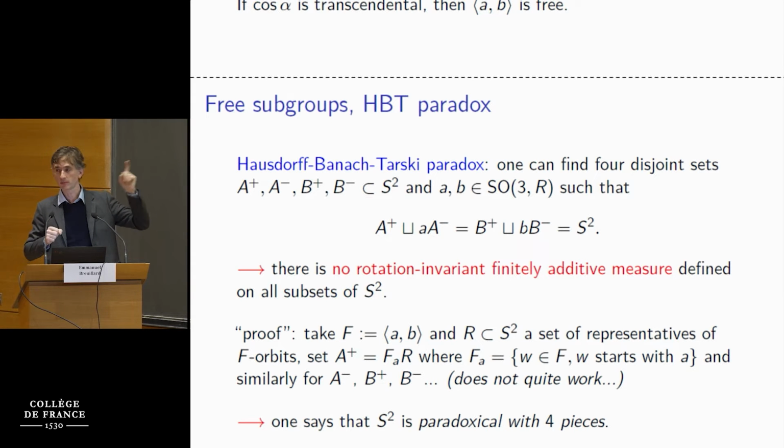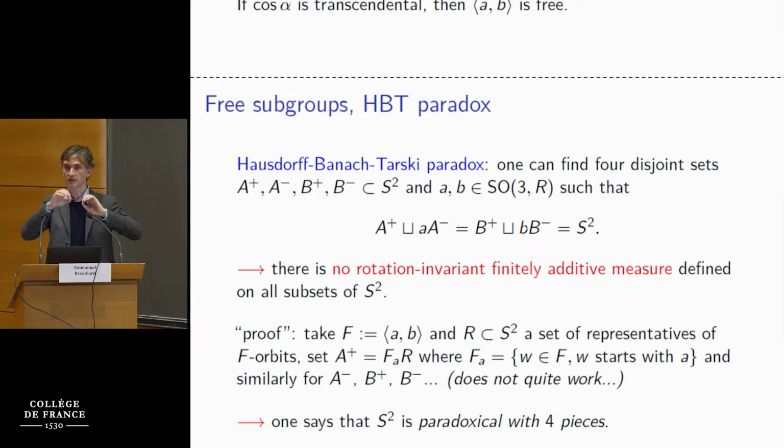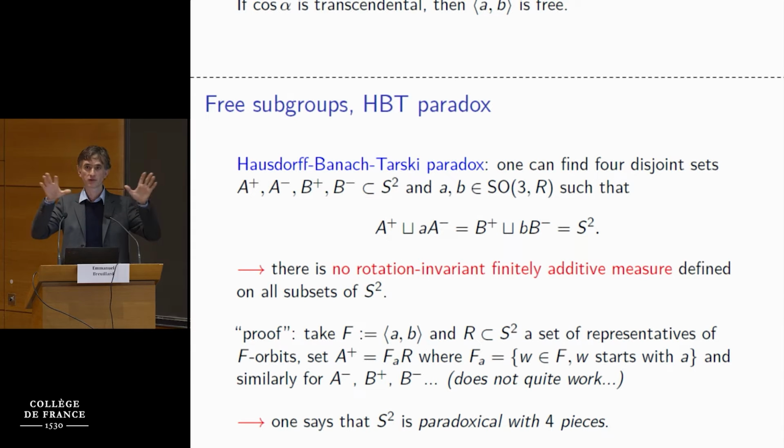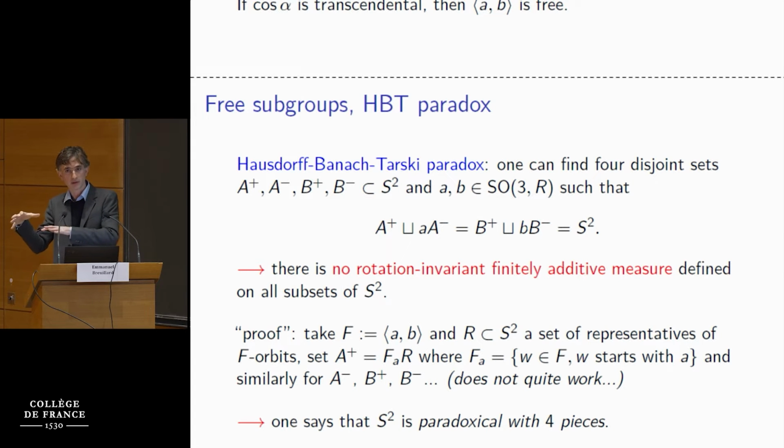The set A plus will be the set of words in the free group that starts with A, B plus a set of words that starts with B, B minus starts with B inverse, A minus starts with A inverse. So that gives you 4 disjoint subsets of the free group, and then for each orbit you split your orbit in 4 parts, and then your A will be the union over all the representatives of that part of the orbit when you decompose your free group in that way.